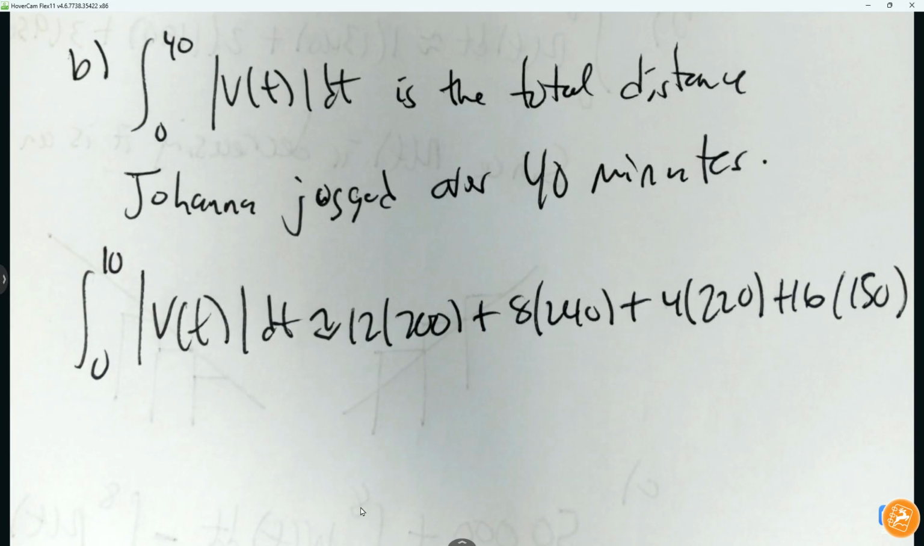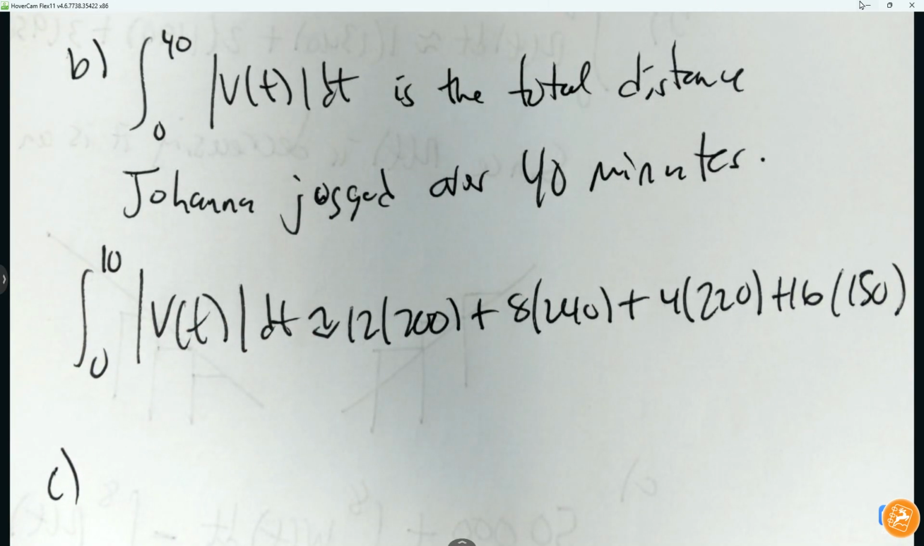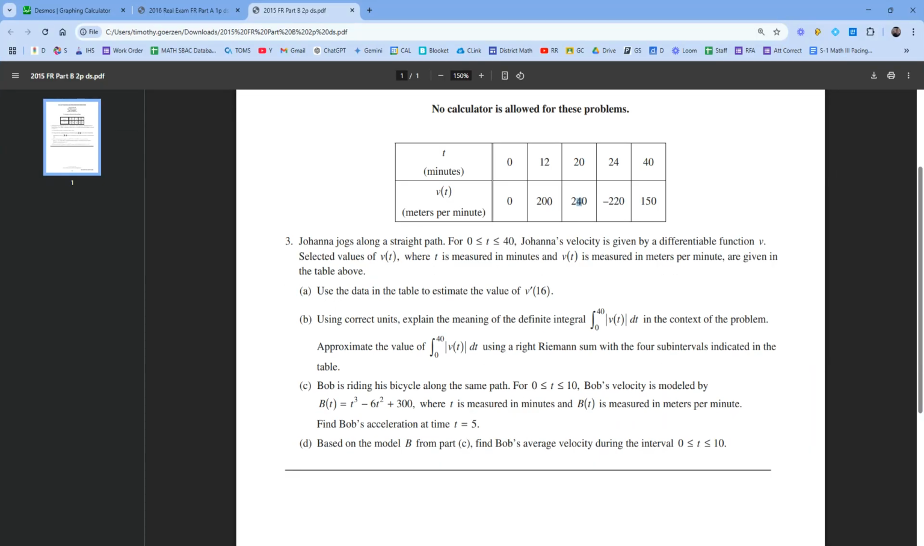So press pause if you need to, but that shows what the meaning of it is, and then you found it using a right Riemann sum. Part C. Someone's riding a bike. So Bob's riding a bike, and you have an equation. I'm going to write that equation down. t cubed subtract 6t squared plus 300.